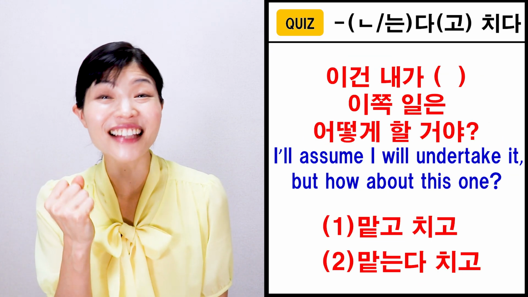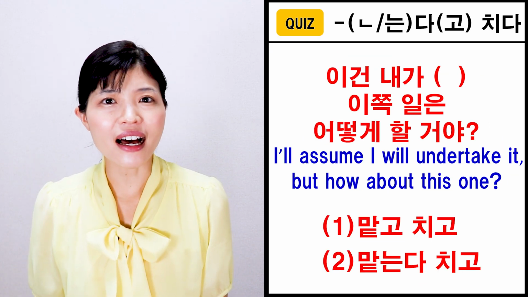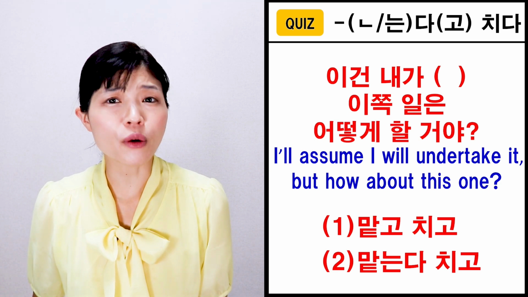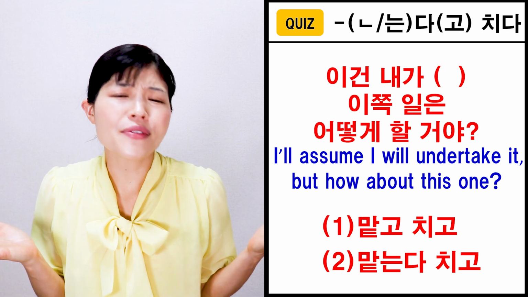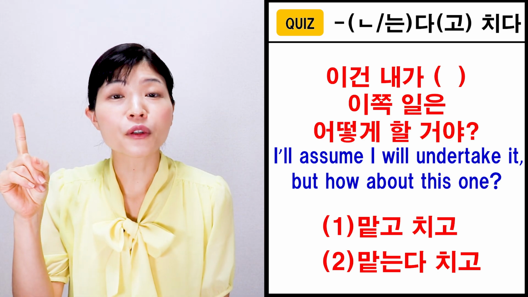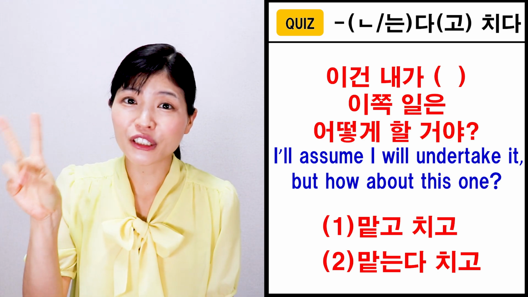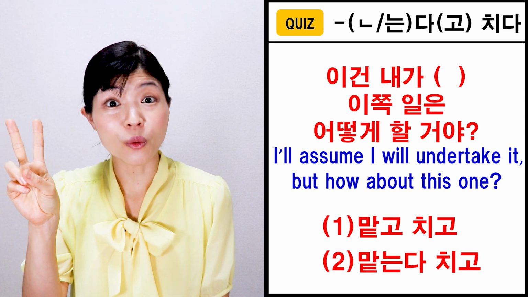Then let's look at the next quiz. 이건 내가 이쪽 일은 어떻게 할 거야? I'll assume I will undertake it, but how about this one? Number 1, 맞고 치고. Number 2, 맞는다 치고.